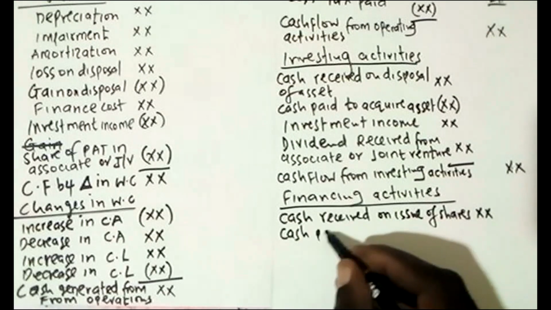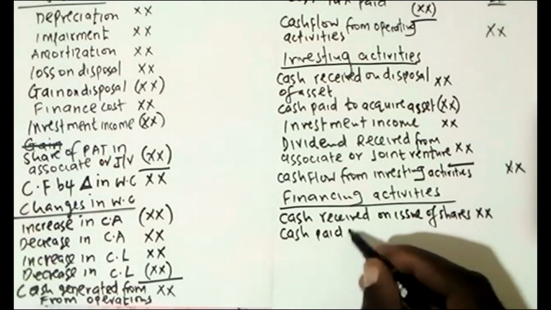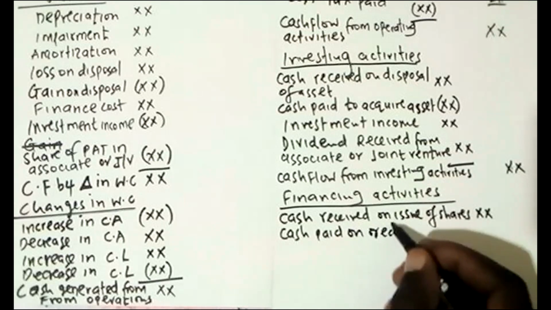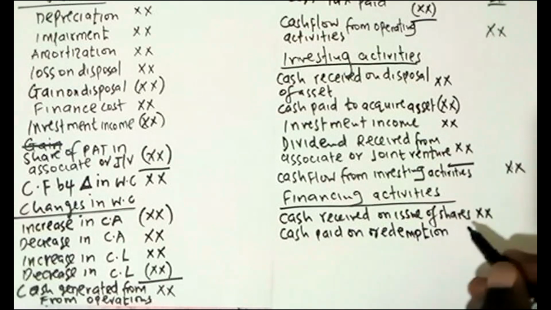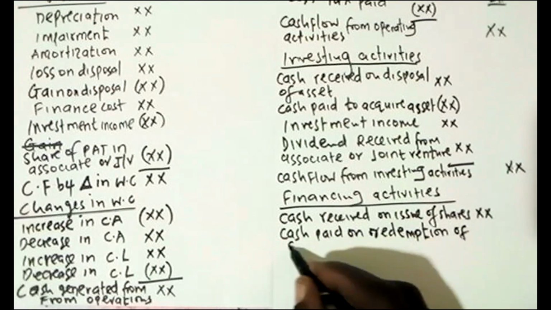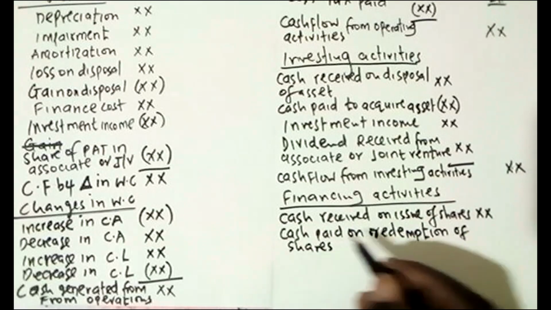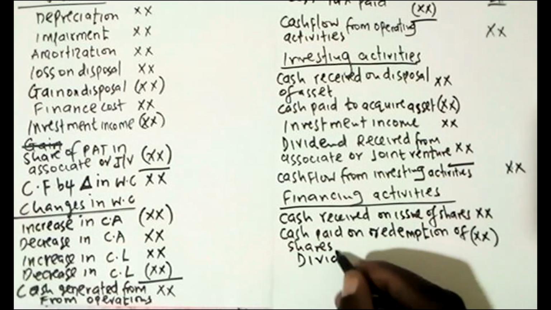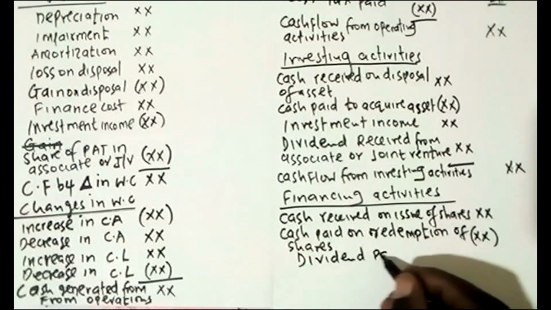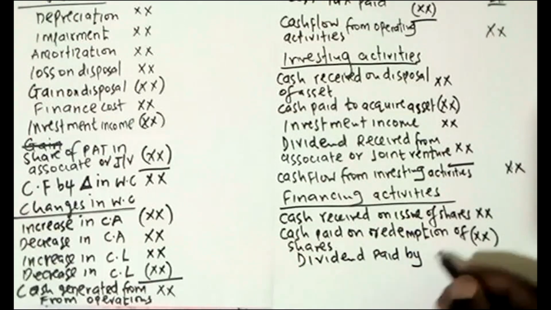We have cash paid on the redemption of shares. If you did a redemption, it is to buy back. Cash paid on redemption of shares. Then we have dividends paid by the parent.